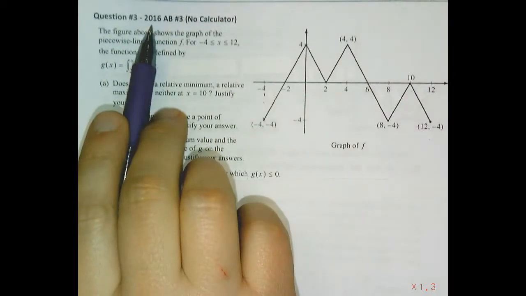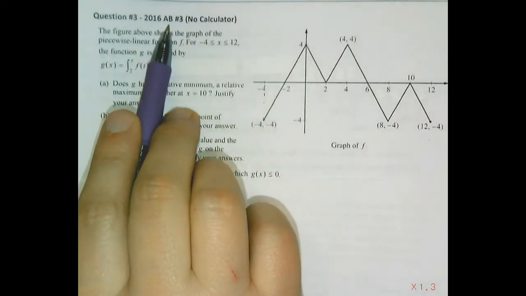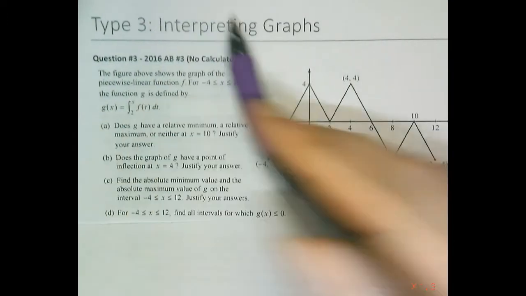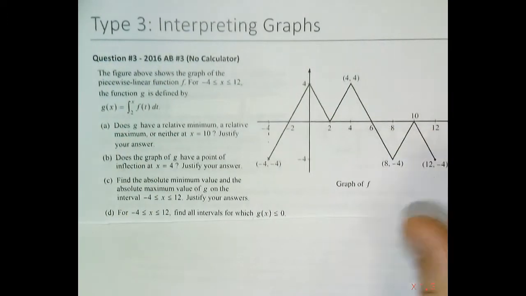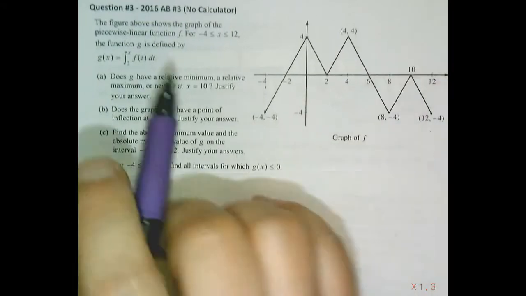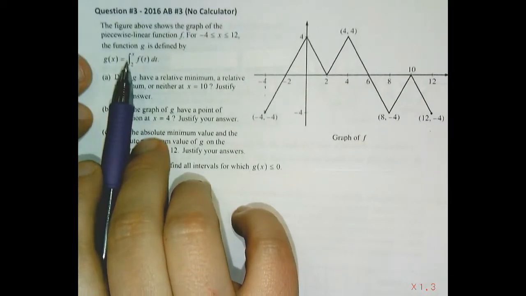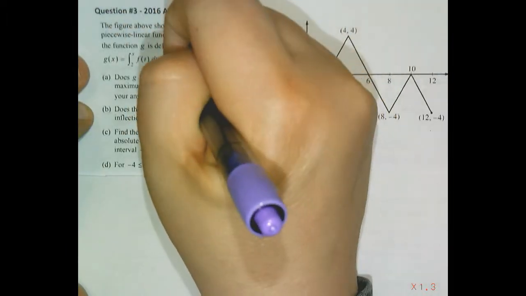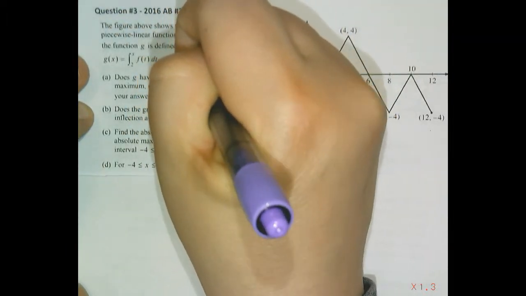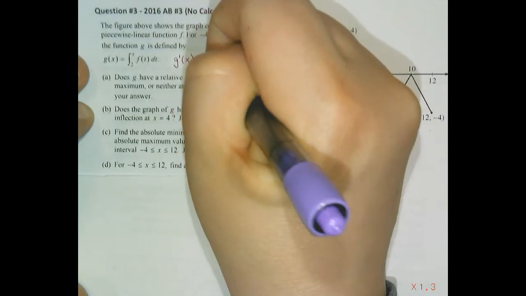So this video is from 2016. It's question number 3. I've classified it as interpreting graphs because we're given a graph here and we need to interpret it as it relates to the function. This is one of the cases where we have an integral defined function, and anytime we have an integral defined function, there's some value to taking the derivative up front.